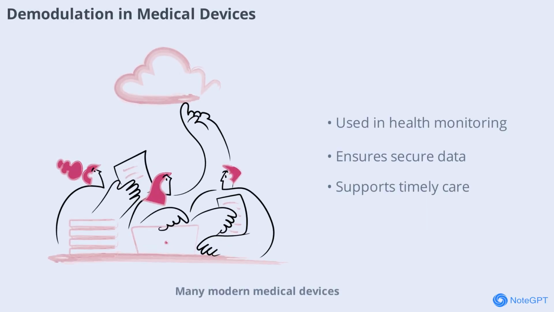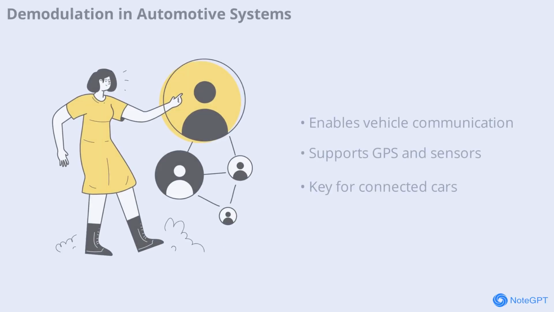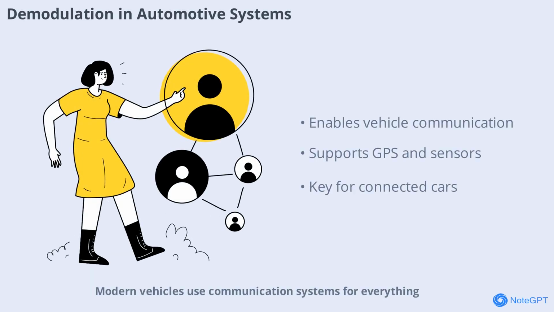Many modern medical devices, such as wireless heart monitors and telemedicine equipment, rely on demodulation to transmit patient data securely and accurately. These systems use robust demodulation techniques to ensure that critical health information is delivered without errors, supporting timely diagnosis and treatment. Modern vehicles use communication systems for everything from GPS navigation to wireless key fobs.